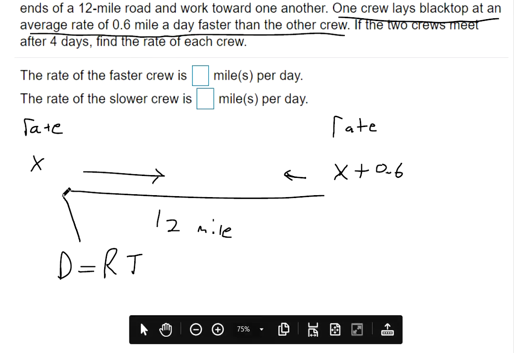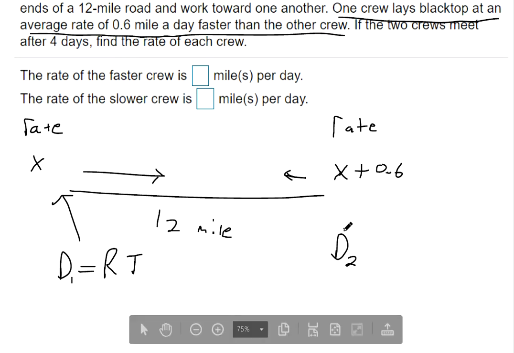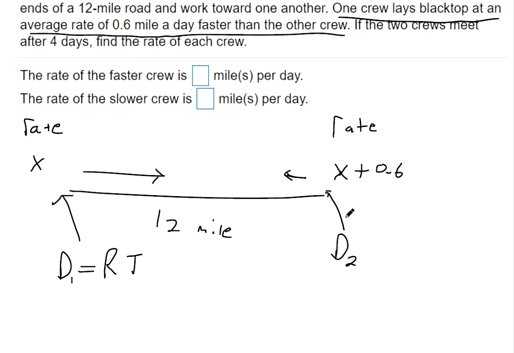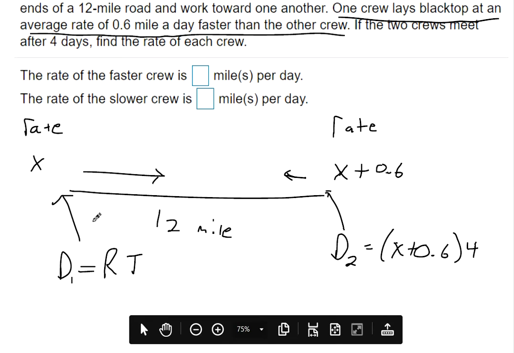Yeah, so here, this crew covers a certain amount of distance, right? We'll call that distance d sub 1. And this crew, we'll call that d sub 2, the total distance that this crew covers, okay? And that's a different rate times time. This rate is x plus 0.6. And then the time we're given is 4 days. Now over here, the rate is just x and the time is 4 days.